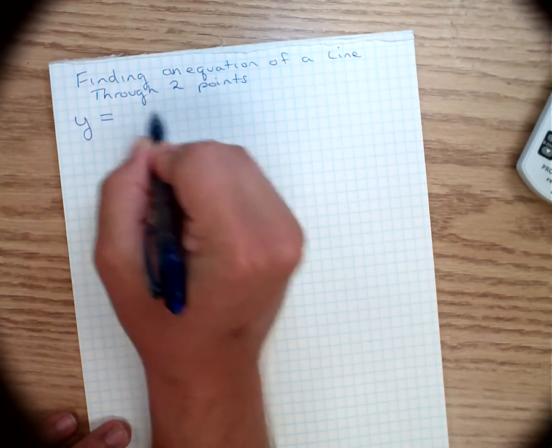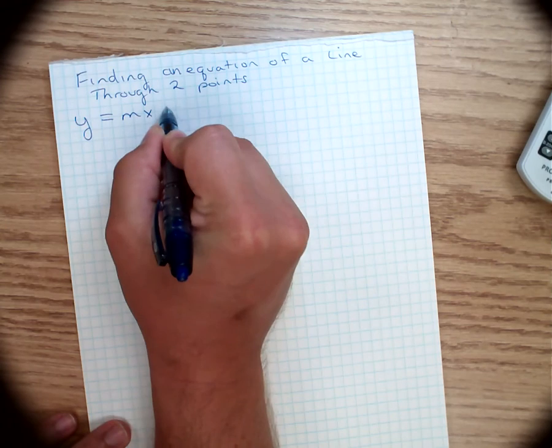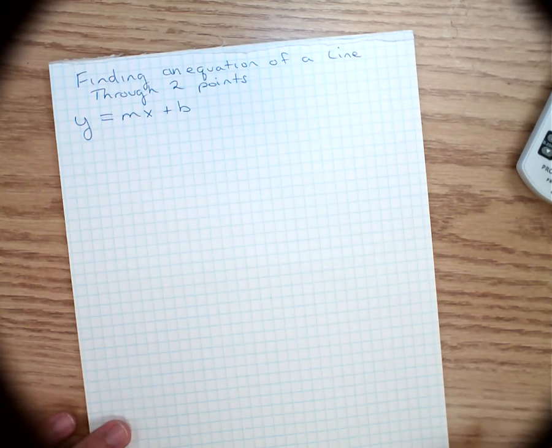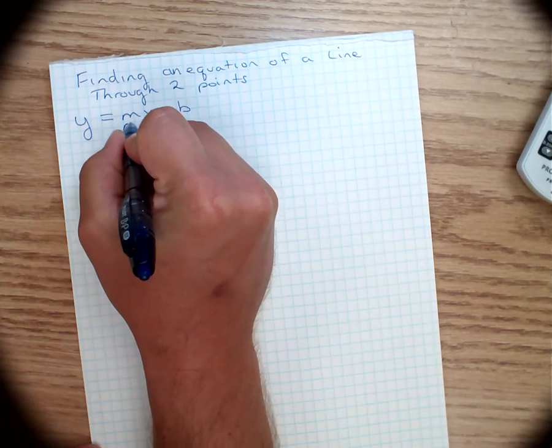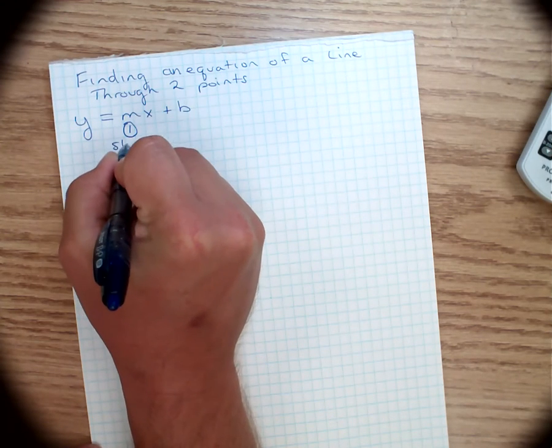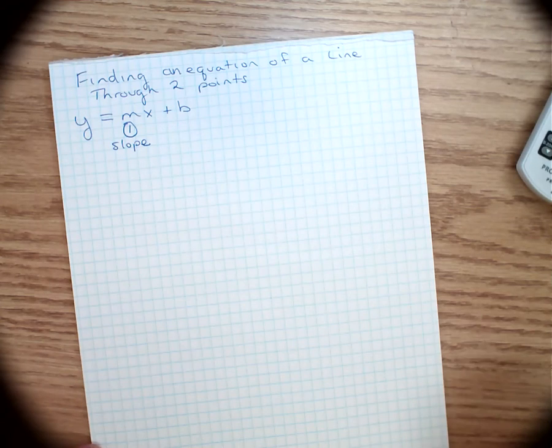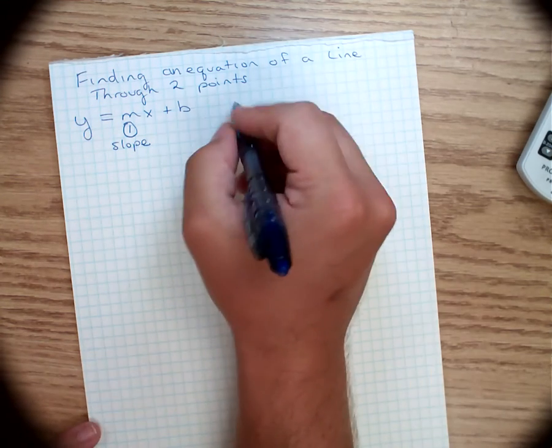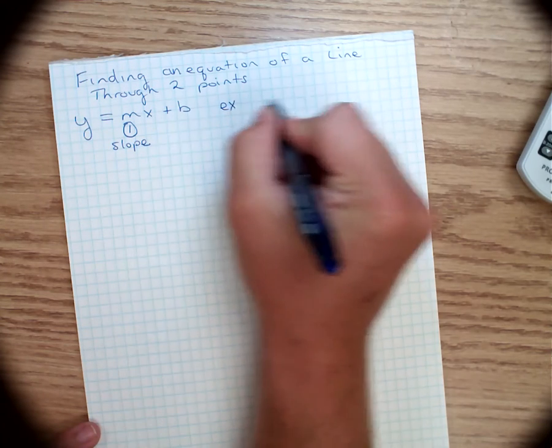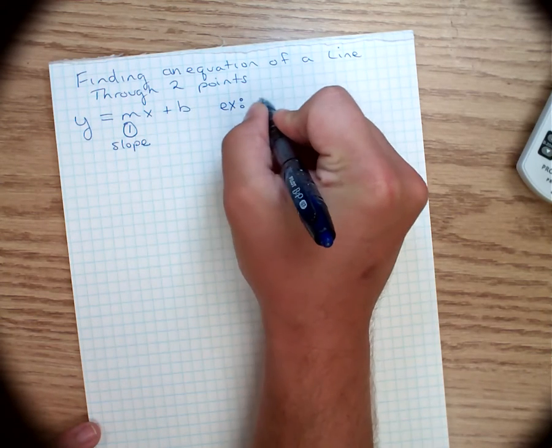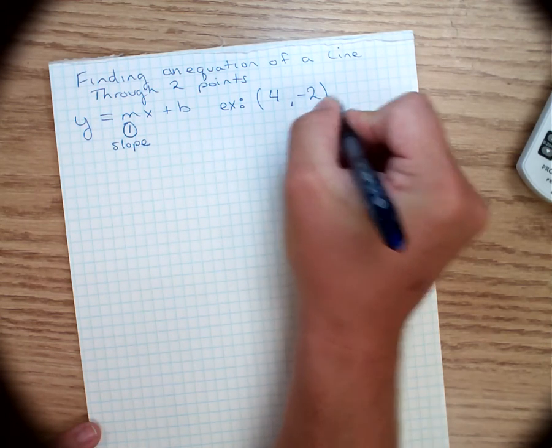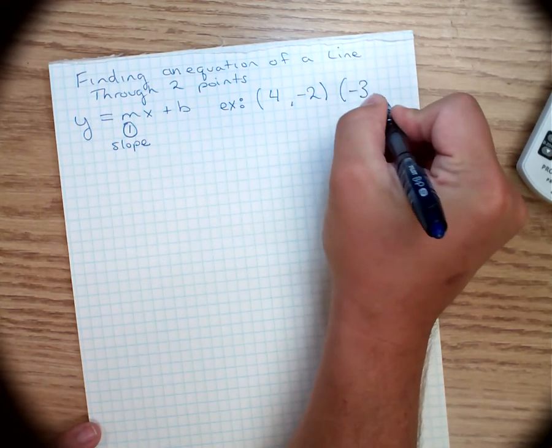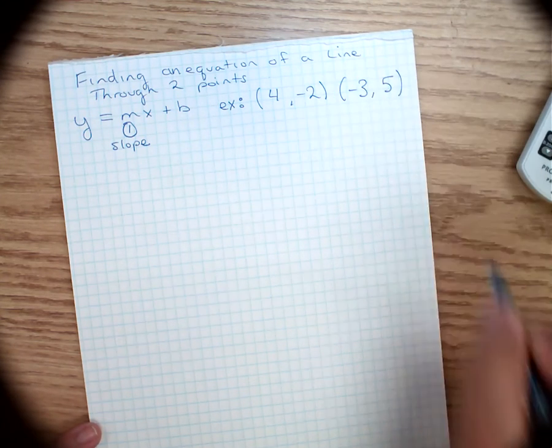Now, the way we write these will be in y equals mx plus b form. So the first thing I have to do is find my slope. Okay, and the example I'm going to use to show you this is written in this format. 4, -2 is our first point, and our second point is -3, 5.